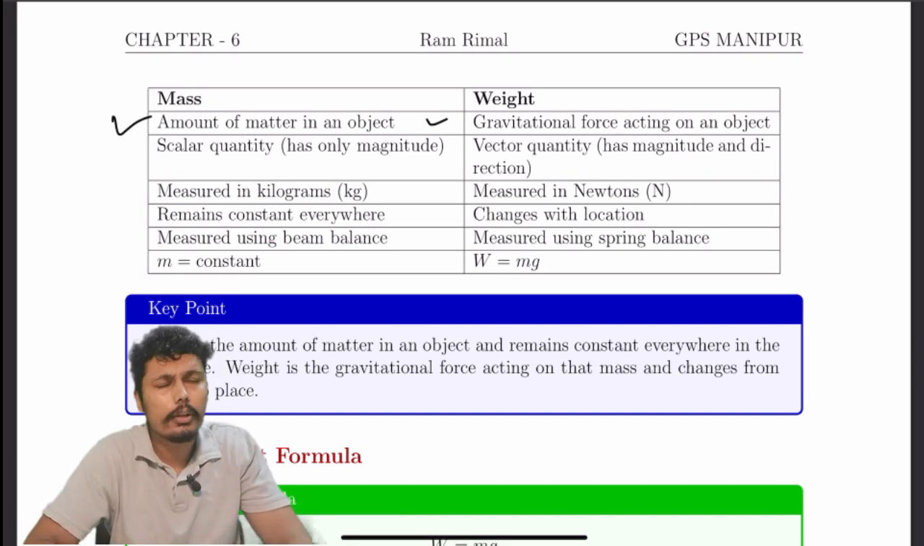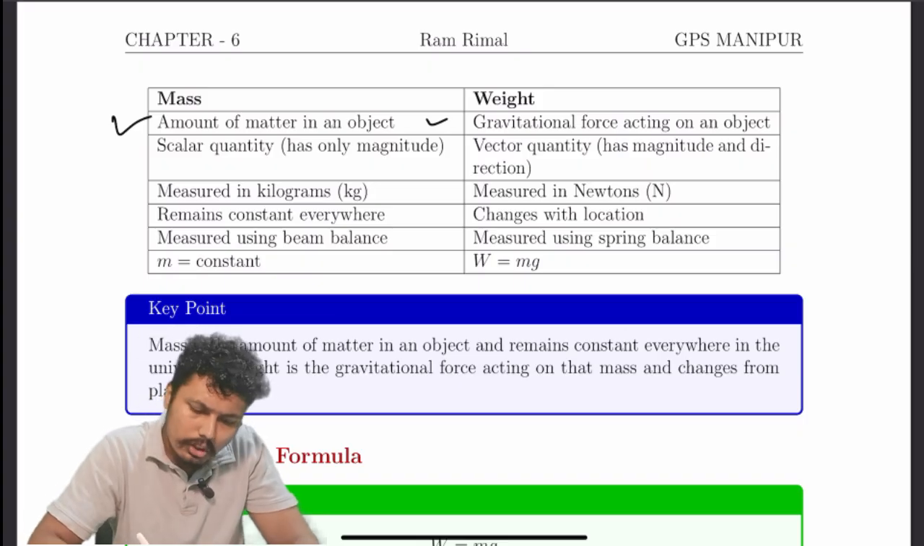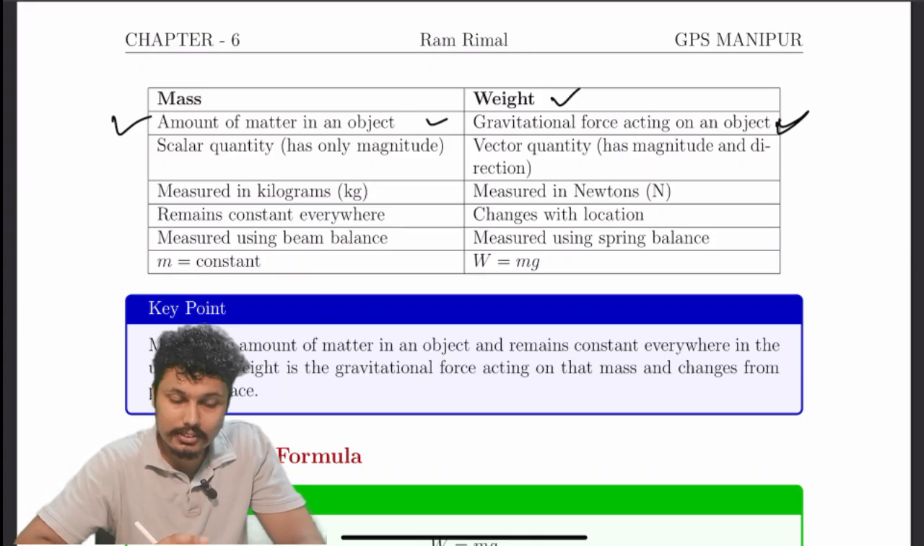If you go to the Moon, to Mars, to Mercury, or to the Sun, wherever you go, mass is there. Sir, if I go to Jupiter, the gravity is more there, so will I have more mass? No, but your weight may change. The gravitational force acting on an object is weight. So there is a difference between mass and weight.